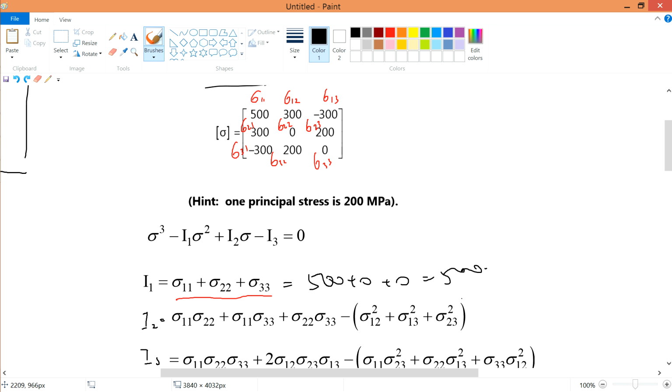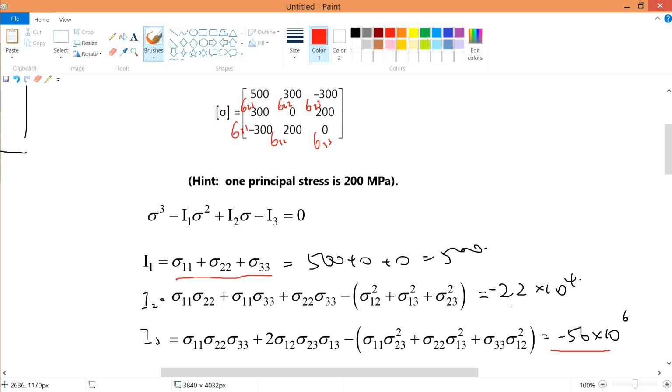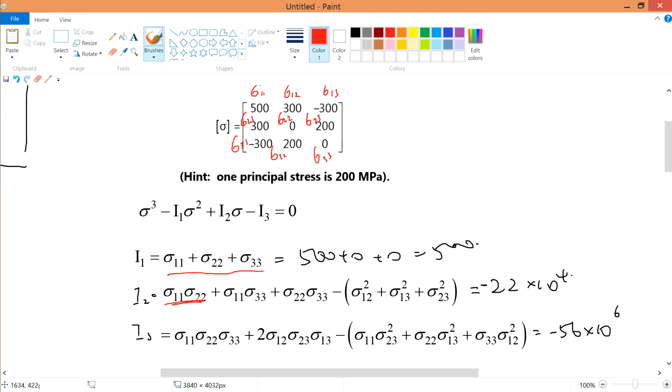After which, when you have this, the answer will be minus 22 times 10 to the power of 4. For this case, we have minus 56 times 10 to the power of 6. Later you will know why, because sigma 1,1 times sigma 2,2, for example, is actually 0. Sigma 1,1 times sigma 3,3 is also 0, and sigma 2,2 times sigma 3,3 is also 0, and the rest is calculated over here. Same thing as for this one. Anyway, you can just apply all this into here.